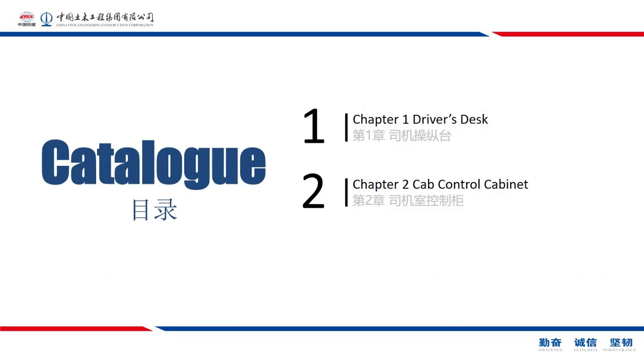Slide 2, Catalog. Here is an overview of today's contents. We will start with Chapter 1, the driver's desk, where we will study the structure and the functions of each panel. Then, in Chapter 2, we will move on to the cab control cabinet, which includes the bypass switches and other backup functions. This order will help us build knowledge from the main controls to supporting systems.